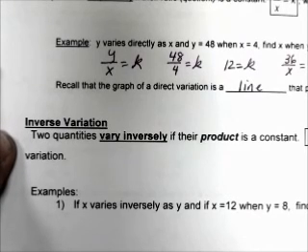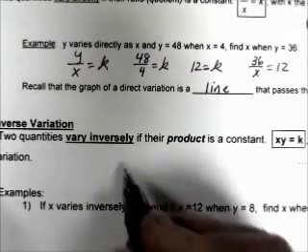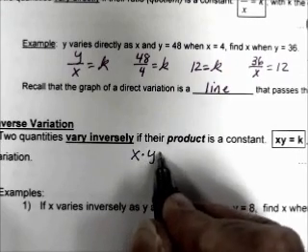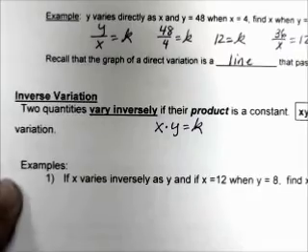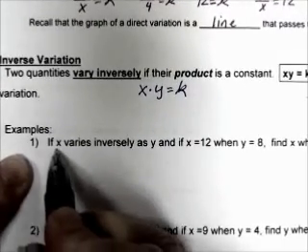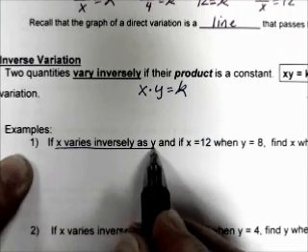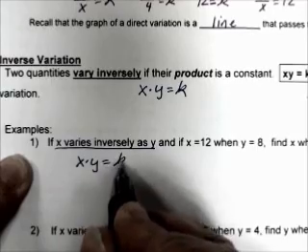Now, this section, inverse variation. Two quantities vary inversely if their product is a constant. So x times y equals a constant k. For example, if x varies inversely as y, let's stop right there. As soon as you see these words, that means their product, x times y, is going to equal some constant k.